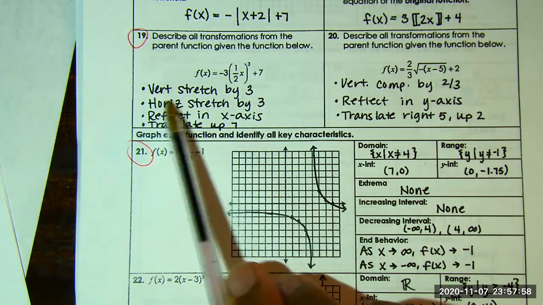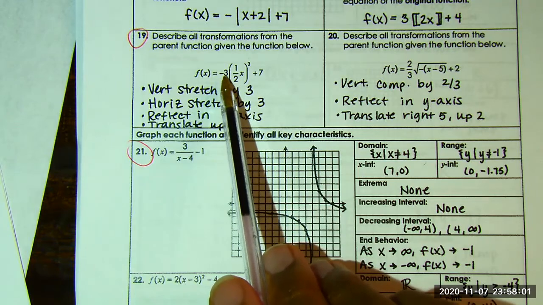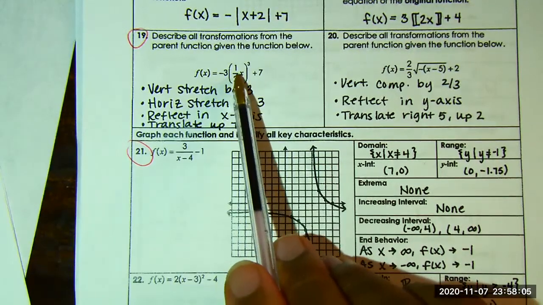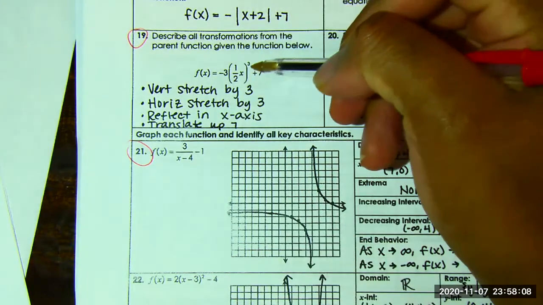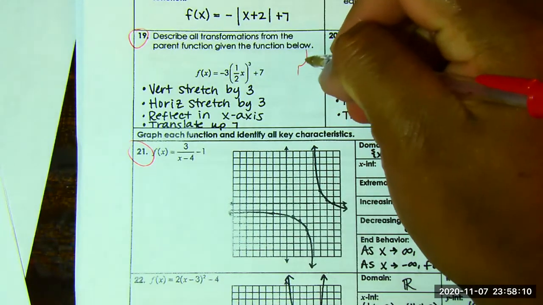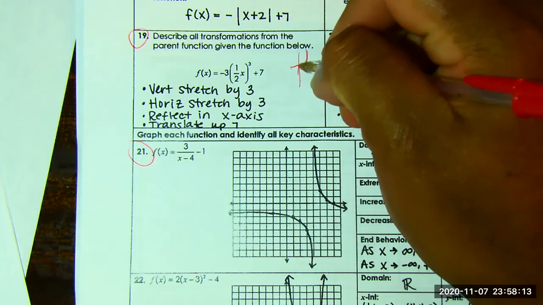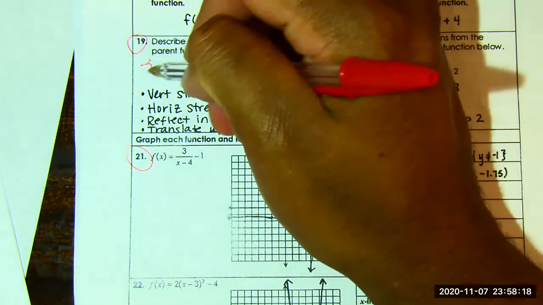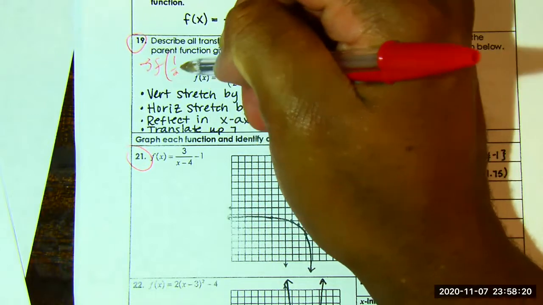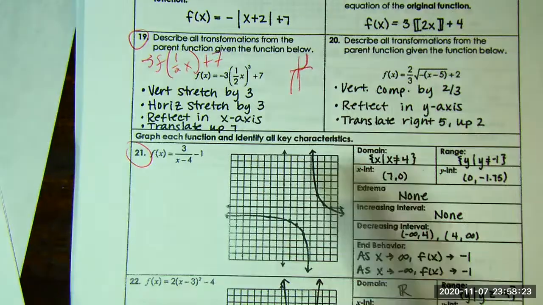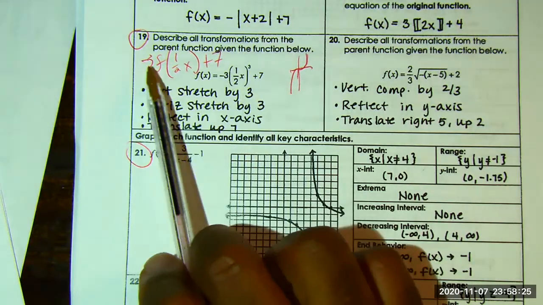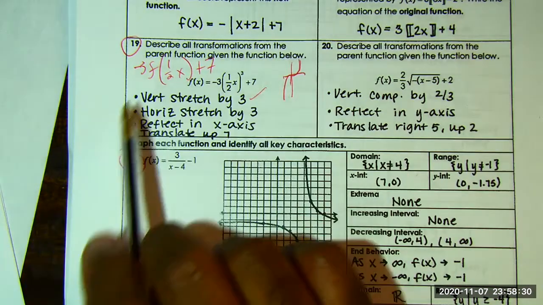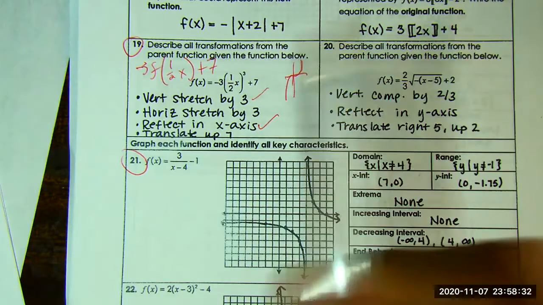So vertical stretch by 3, definitely, because it's outside the function. In this case, it looks like the parent function is x cubed, because it's cubed. If I wrote this in function notation, it would be -3 f of 1/2 x plus 7. So it's a vertical stretch by a factor of 3. We're multiplying the y values by 3. We're also multiplying the y values by -1, so it's going to be a reflection over the x-axis.